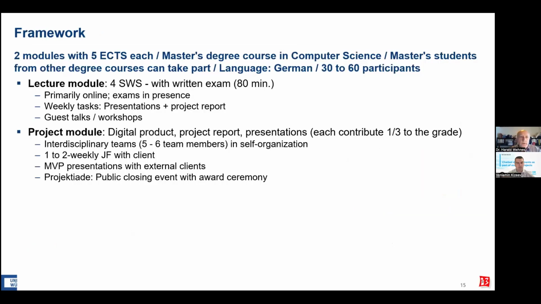We have these two modules, each module about 5 ECTS. The language is German because I also have clients from companies and organizations who speak German, so I concentrated on German. And there are about 30 to 60 participants each year. This year I had 40 participants. We have these two modules, a lecture module, 4 hours weekly in a block, and at the end a written exam.